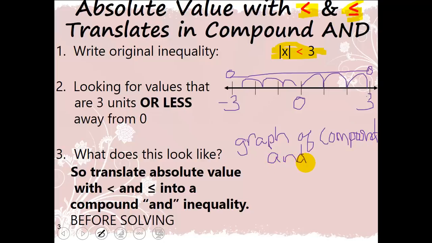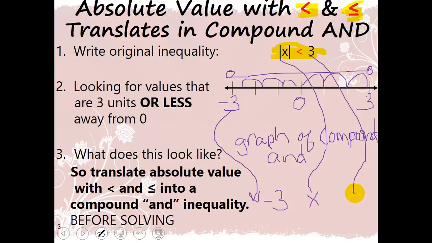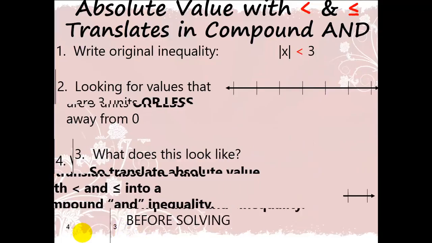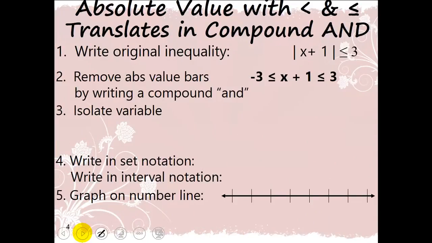Well, you're going to put your smallest value on the left. You're going to put your variable in the center, and you're going to put your largest value on the right, and then you're going to use less than symbols. And we're going to do this before we solve anything. So let's try that, and let's try and solve one. Here we go. So here's my original inequality. Absolute value x plus 1 is less than or equal to 3.